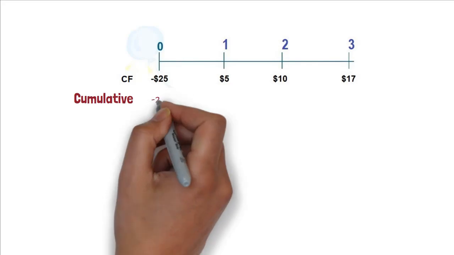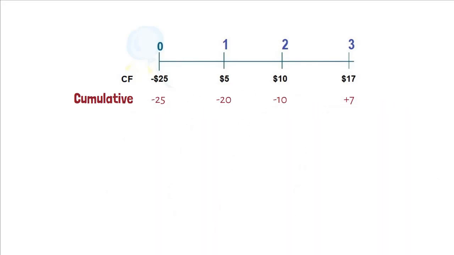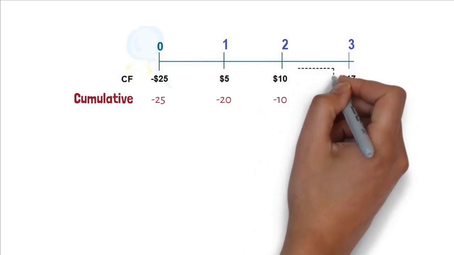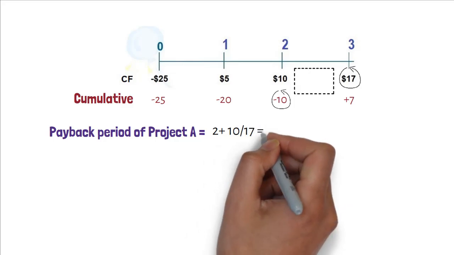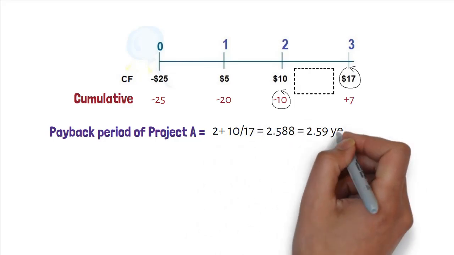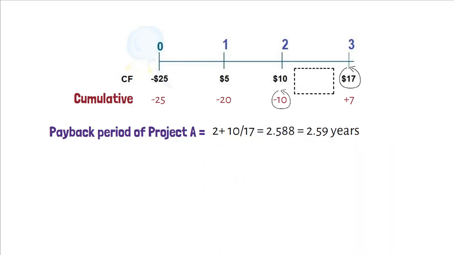I am calculating cumulative cash flows by adding subsequent year's cash flow to the previous. Now, the payback period will be between years where the negative cumulative cash flow turns positive, which is between year 2 and 3. But to calculate payback period precisely, we are going to use these two numbers. Payback period for project A equals 2 plus 10 over 17 equals 2.59 years.